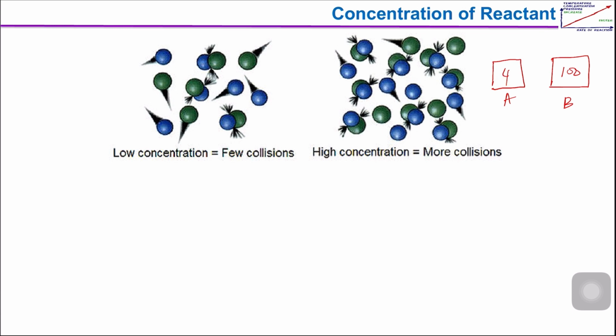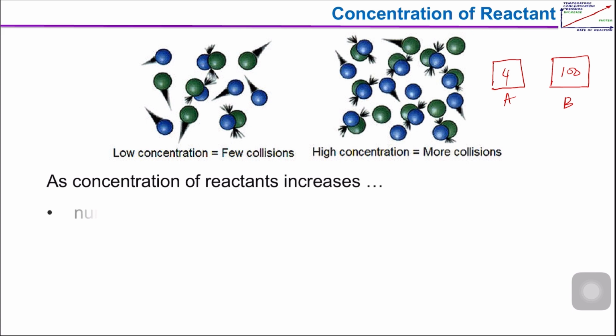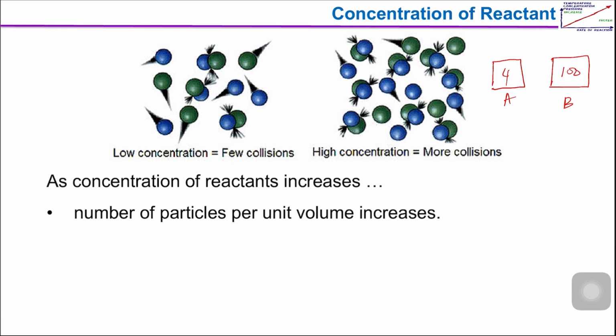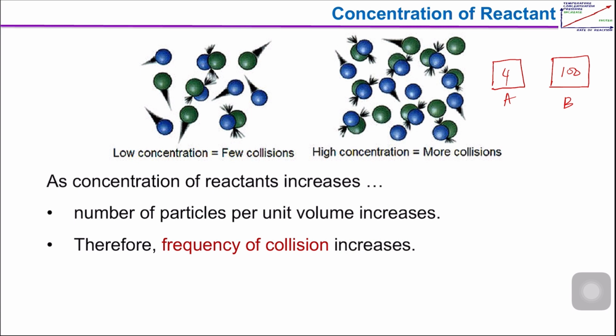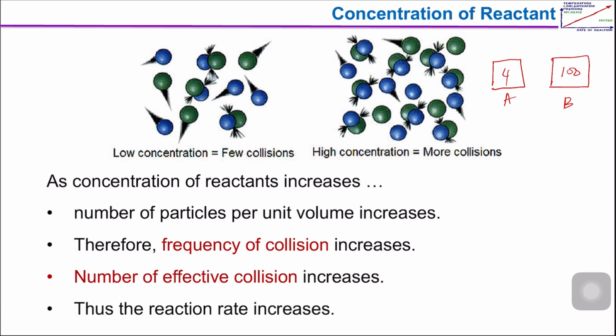So what can we say here? When you have high concentrations, it means that there are more collisions between the molecules. So as the concentration of reactant increases, the number of particles per unit volume increases. Sebab tu saya guna contoh room like this one. Therefore, frequency of collision increases. Kita baru cakap pasal frequency of collision. But you should include the third point, number of effective collision also increases. Kerana hanya effective collision sahaja yang akan menghasilkan produk. Thus, the reaction rate increases.